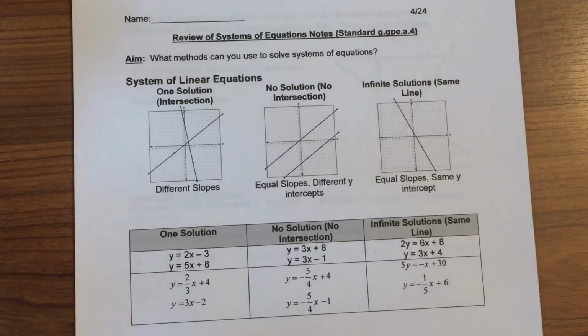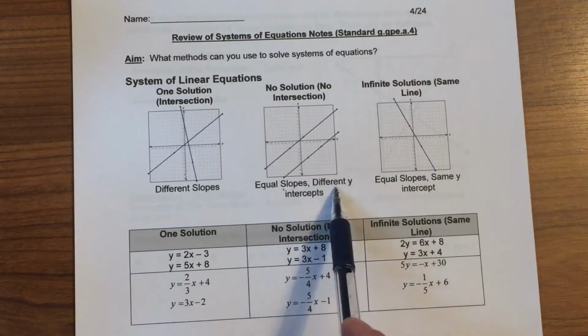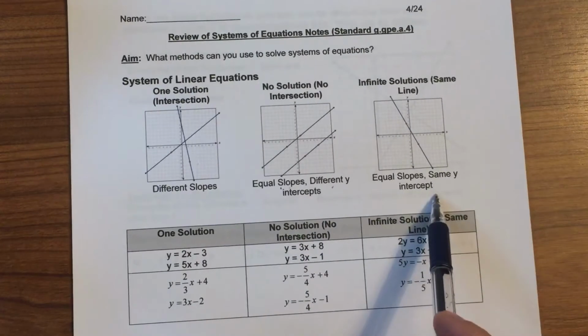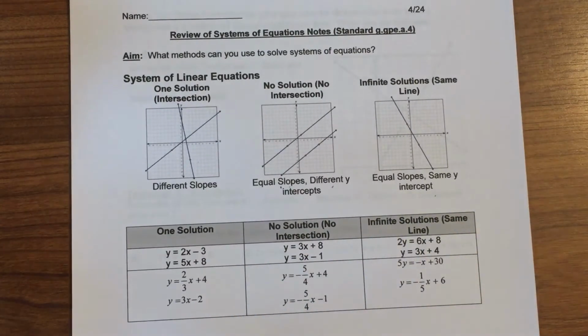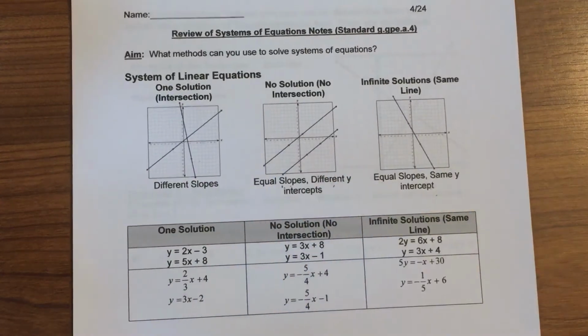You could have no solution. That means that they never intersect. Obviously, this would imply that the lines are parallel. They have equal slopes. They're also going to have different y-intercepts, because if they had the same y-intercept and equal slopes, then they're the same line. And if two lines are exactly the same, they share every single point. So there's infinitely many solutions. So one, none, or infinite.